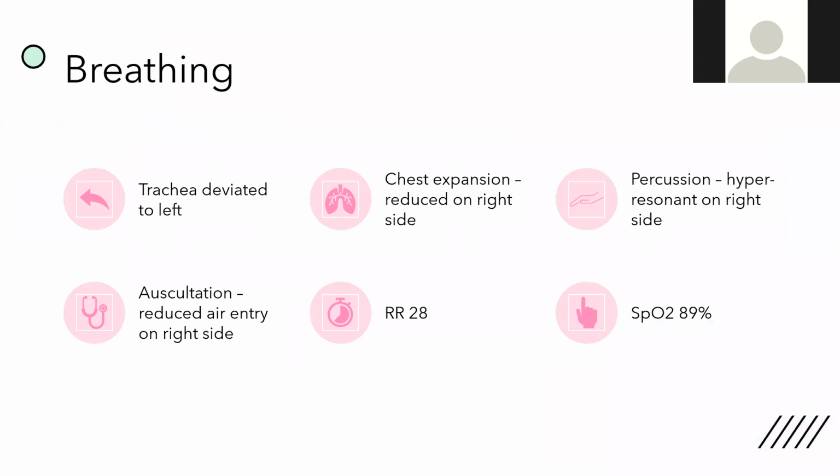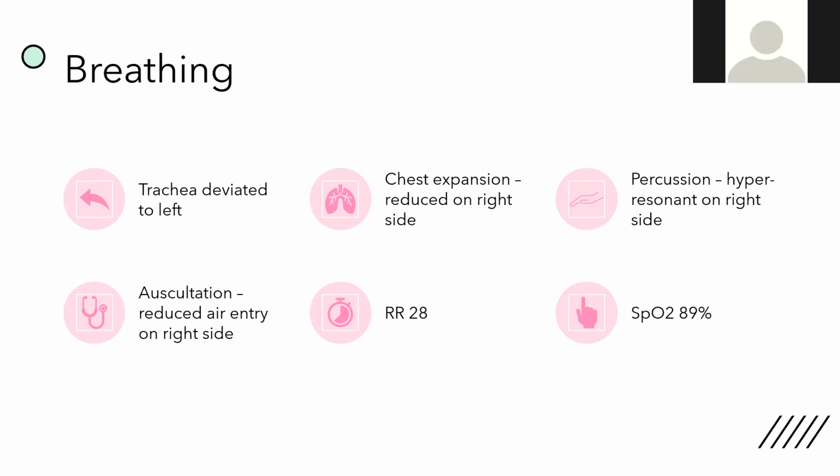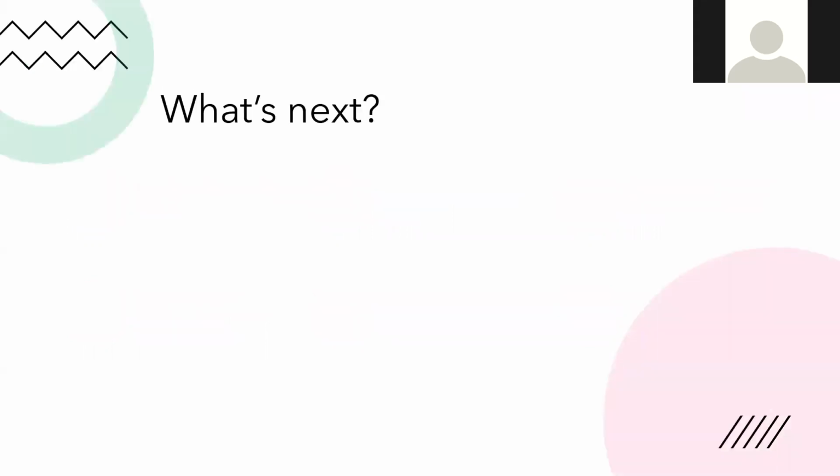So next you move on to assess breathing. You start with palpating the trachea. You find out that the trachea is deviated to the left side. When you check chest expansion, it's reduced on the right side, it's asymmetrical. Percussion note is hyper-resonant on the right side as well. On auscultation, there's reduced air entry on the right side. The respiratory rate is high and your oxygen saturation is a bit low. So what will you do next? What do you think is going on with this patient?